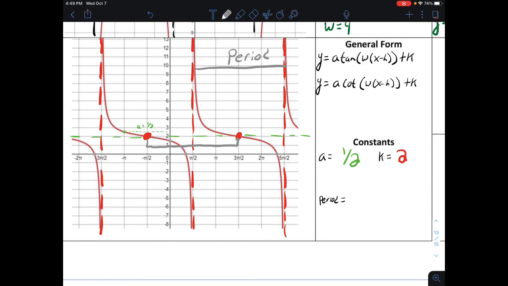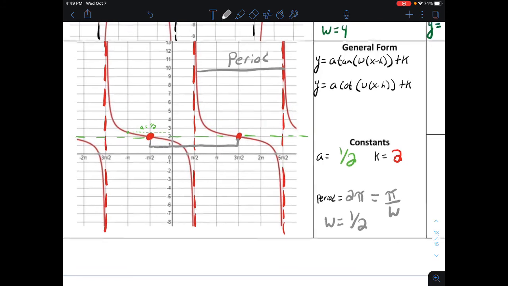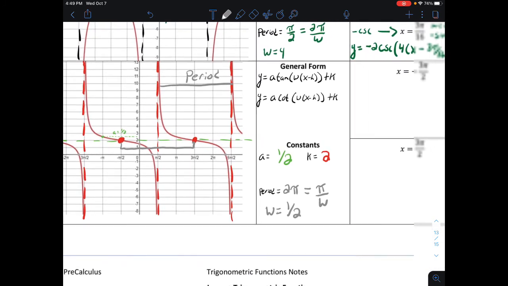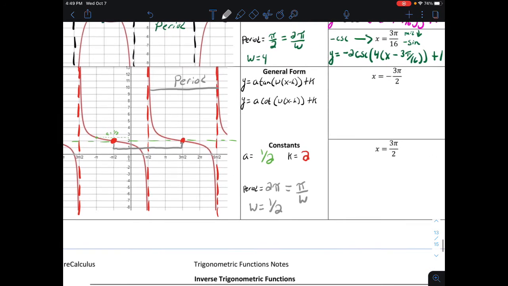So the period here is going to wind up being 4 pi over 2, or 2 pi. Now, here's the part that we can't forget. For tangent and cotangent, that period should have been pi radians. So I had pi over w, which means that to make 2 pi, w would have had to equal 1/2.